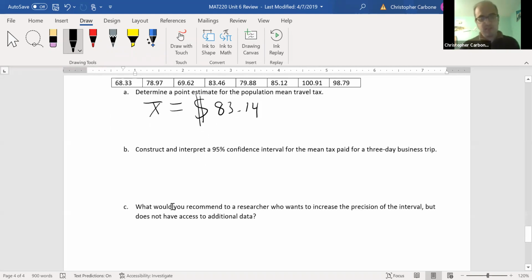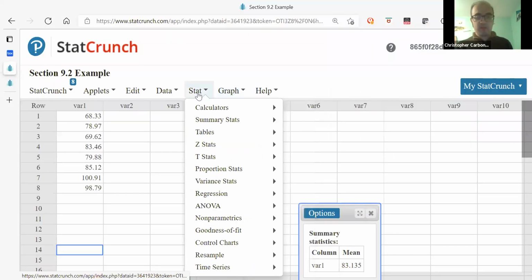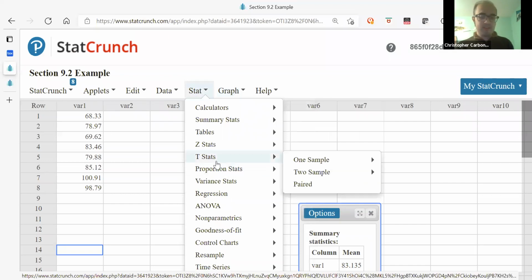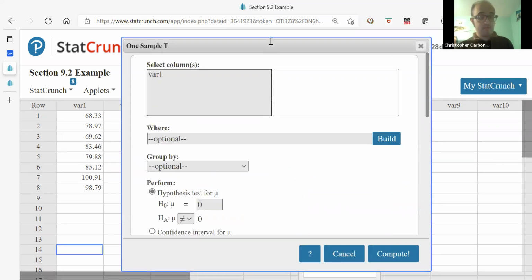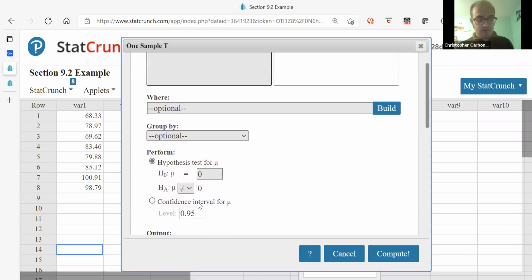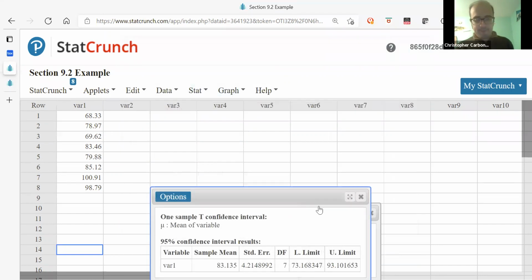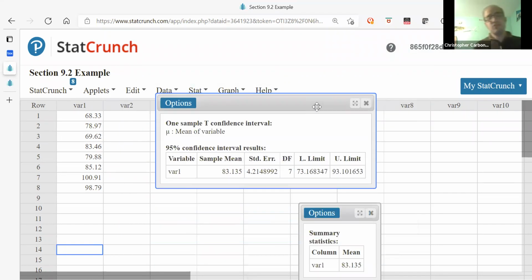Part B wants to construct and interpret a 95% confidence interval for the mean tax paid for a 3-day business trip. So we are going to go to stat, T stats, one sample with data this time. We have a data table. We're going to choose our one variable, and this was a 95% confidence. And we obtain this. The sample mean should match. The lower bound, $73.17. An upper bound of $93.10.